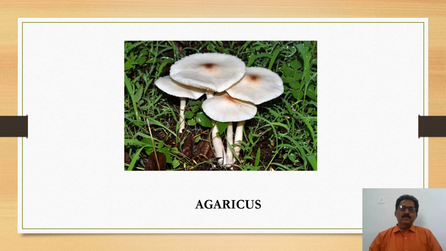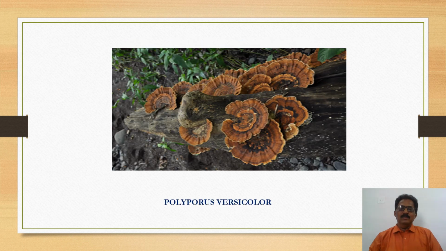This is again a species of Agaricus, which has a typical umbrella-like structure. The basidiocarp has the umbrella, and there are different gills present below the surface. This is the stipe of the umbrella, that is Agaricus, and the basal part has the mycelium which spreads inside the soil. So this is a very common type of mushroom in the forest.